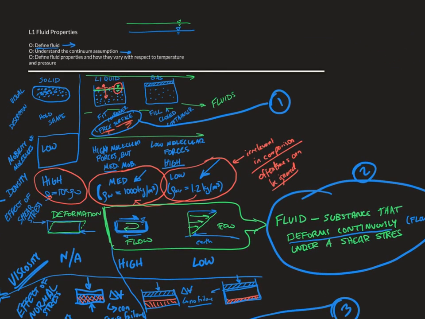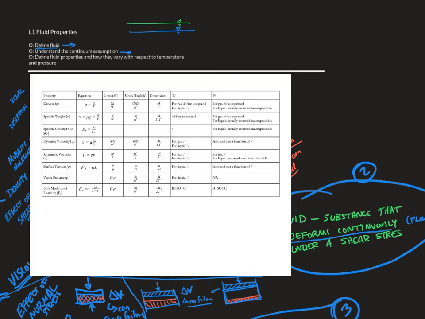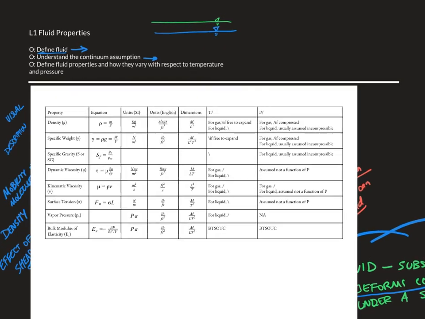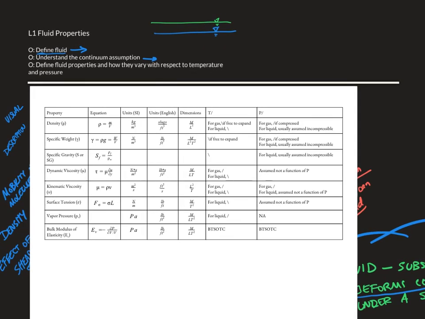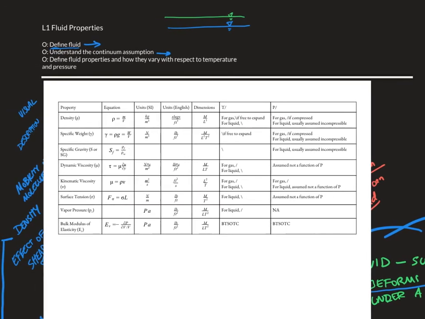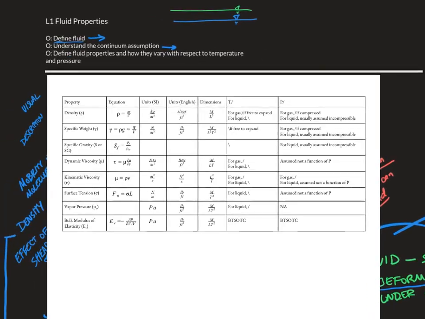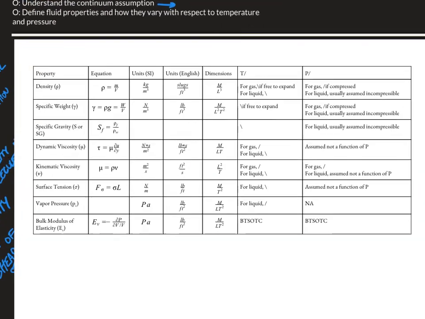Oh, last thing. So if we go back to the initial things that we were supposed to do, we're going to define a fluid. Remember, a fluid is anything that deforms under continuous shear stress. We're going to understand the continuum assumption. Basically, there is a size below which we can no longer think about a fluid as just a fluid. And then this last one right here, define the fluid properties and how they vary with respect to temperature and pressure. So here's this handy dandy chart I made, which it won't let me zoom in on for some reason.